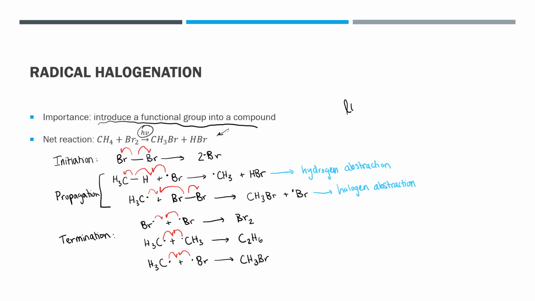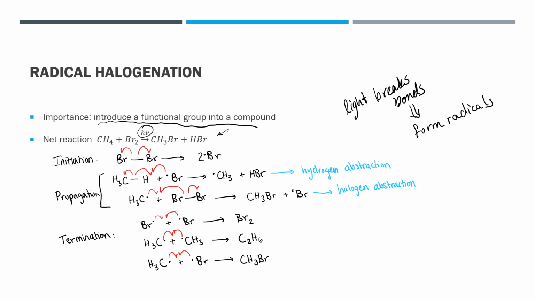And what does light do? Light breaks bonds. So whenever we see light, we know that we need to overcome some energy barrier to break bonds and form radicals. So we know that this is some sort of radical process.